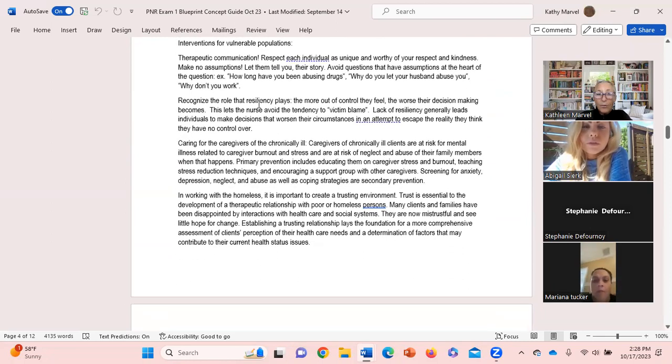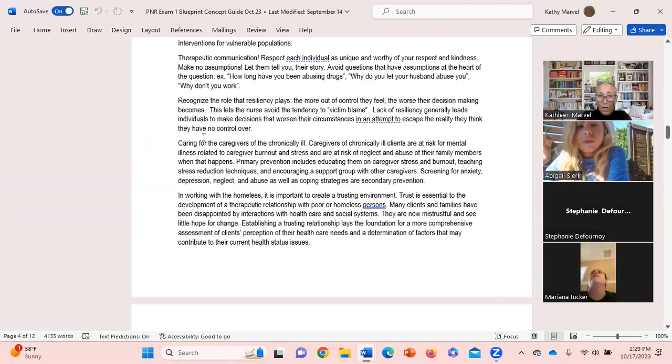Here's your resiliency information. How do we play a role in increasing resiliency? Okay, or lack of resiliency. What does that lead to? Individuals to make poor decisions, maybe worsening their circumstances. You've seen all of this in your notes. I'm just boiling it down to the talking points that will help you understand the concept.